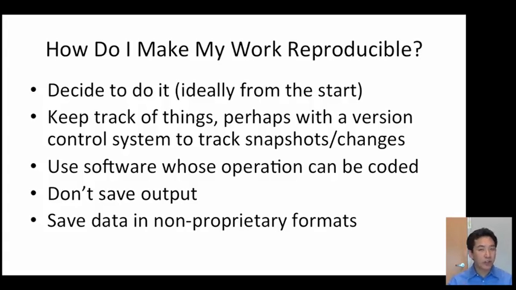You could use a version control system like Git or SVN. I won't talk about that here, but if you've heard of that, then it's a good thing to learn. It's important to use statistical software whose operation can be coded. So the idea is that you can write down the instructions that were used to manipulate or analyze the data. So this generally rules out graphical user interfaces unless those programs will code or keep track of all the clicks that you make on the graphical user interface.